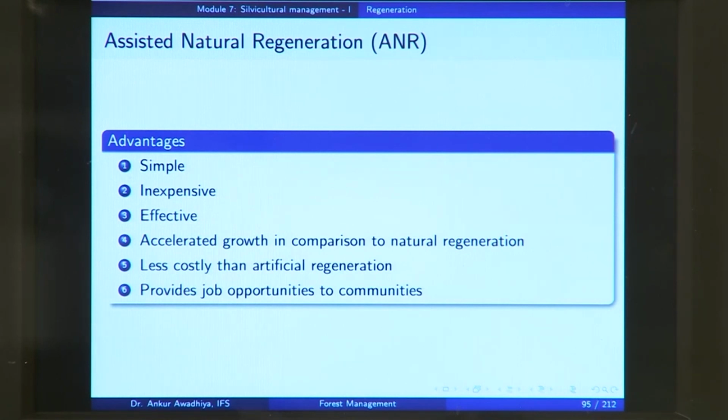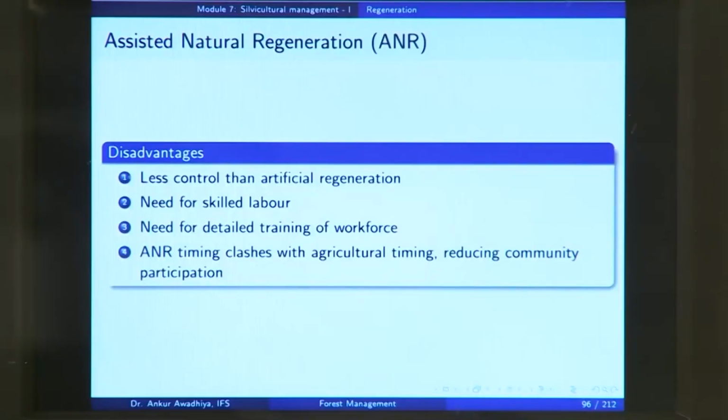and it also provides job opportunities to communities, because who will do this marking of your woody regeneration, who will do the ring weeding, who will do suppression of your grasses using a board. So, you take help of the local communities, which also provides them with job opportunities. So, these are the advantages of assisted natural regeneration.